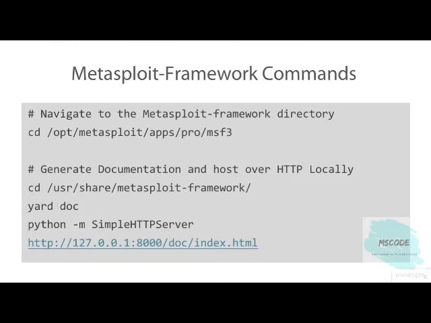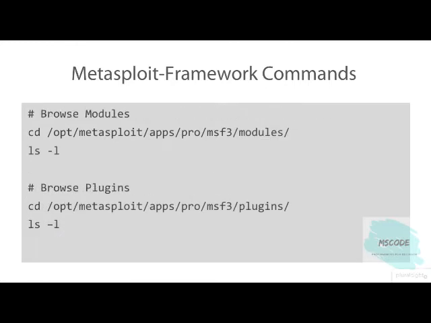We can navigate to the Metasploit framework location. We can ensure that yard is installed. By default, it may not be, so we can do an apt-get install yard, and that will install this yard component that's used for generating documentation. We then utilize Python to spin up a HTTP server, and then I should be able to browse to the URL, and we then should see documentation from the Rails files that have been created for Metasploit.